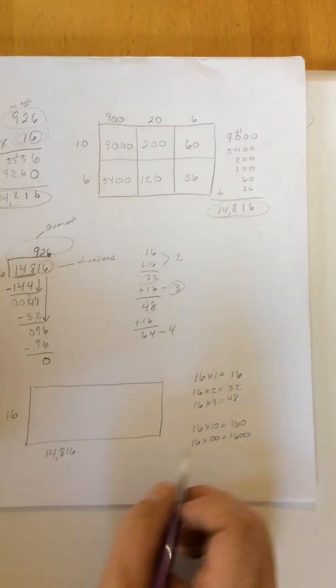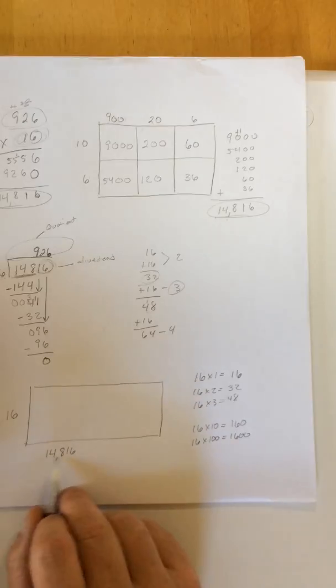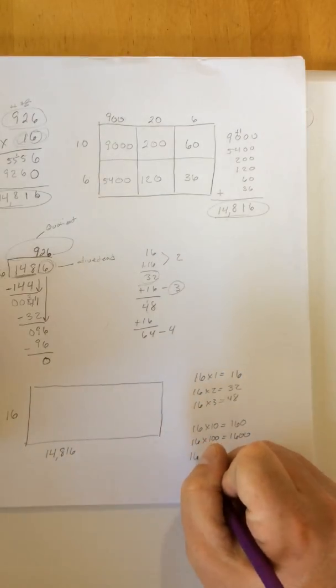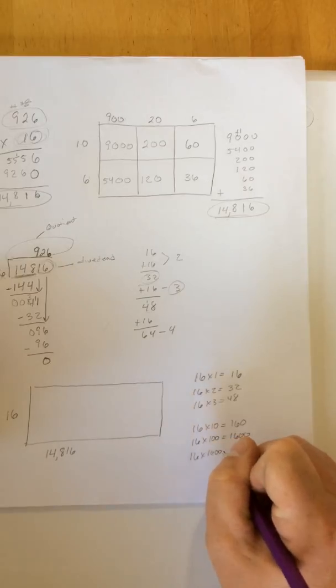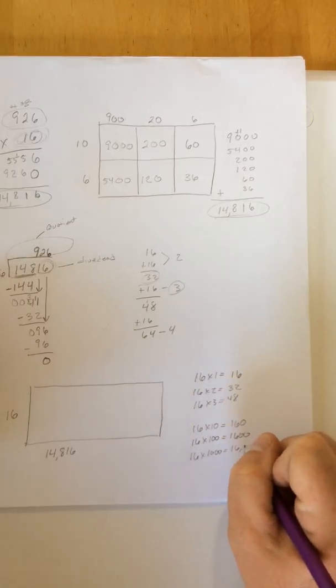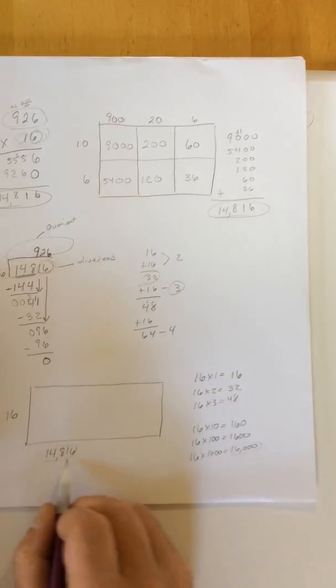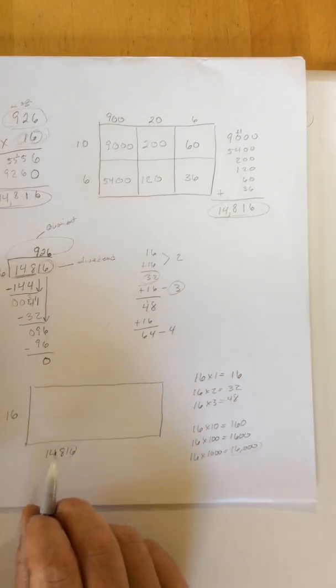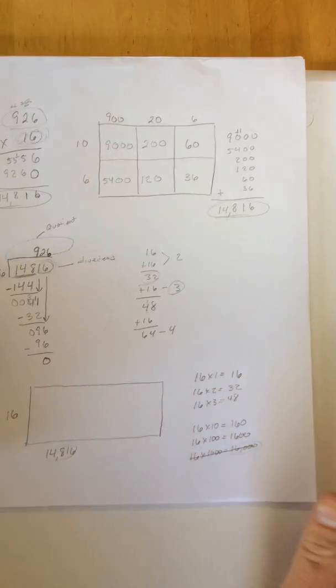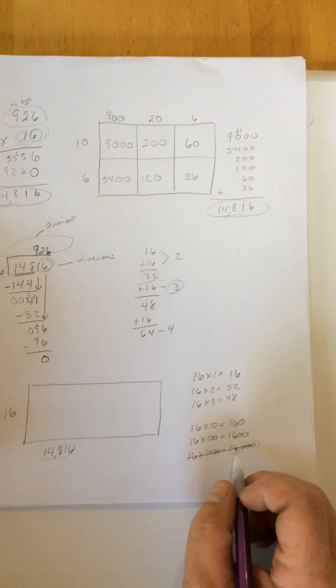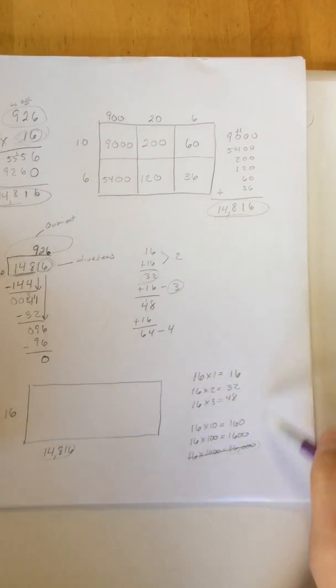That's still going to be bigger than anything I'm working with, but it's smaller than the number that we're talking about overall. Now, if I multiplied 16 by 1,000, I'm going to come out with 16,000. Now, 16,000 is going to be too big because I'm only starting out with 14,816. So we're going to realize immediately that that's not going to work.